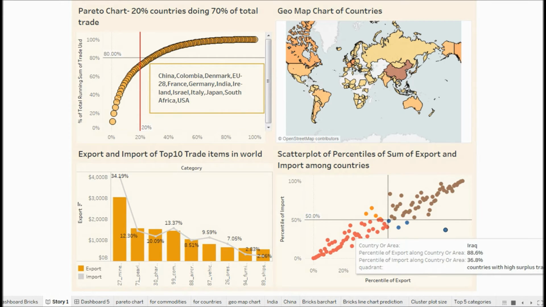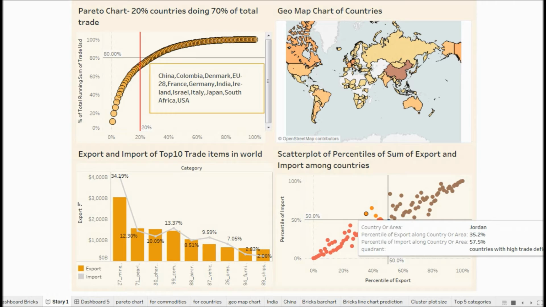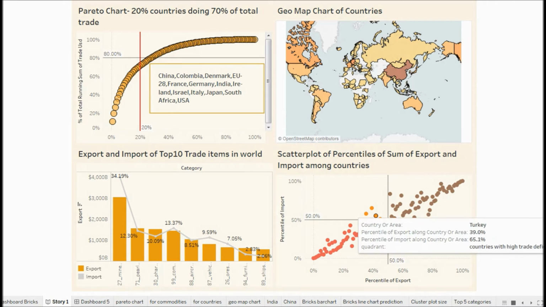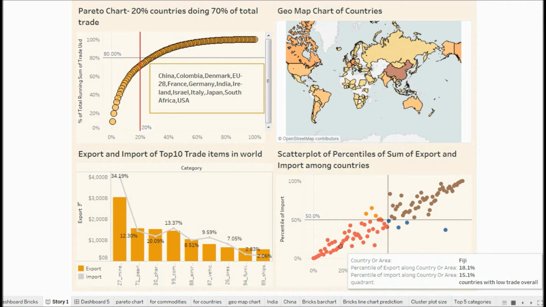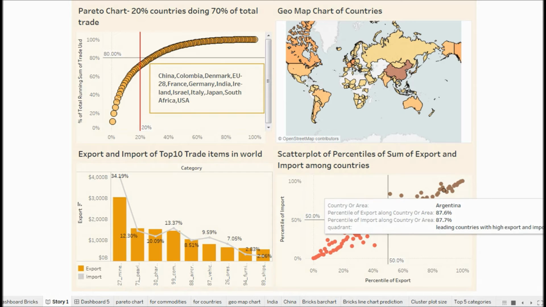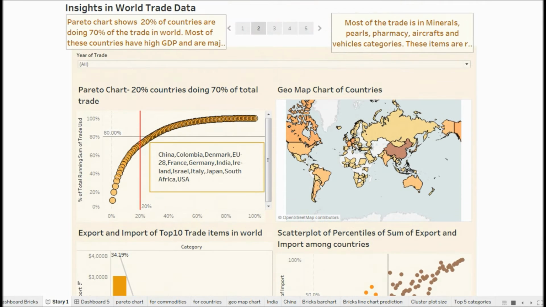The countries in this fourth quadrant are those countries who are doing more export than import relative to other countries. So these are Iraq, Singapore, and Slovenia. The countries shown in orange in the second quadrant are doing more trade in import than export. These are Turkey, Jordan, and Dominican Republic. And the countries in the third quadrant, shown in red, are doing a lesser amount of trade as opposed to quadrant 1 countries. So let's move on to our most important countries insights.